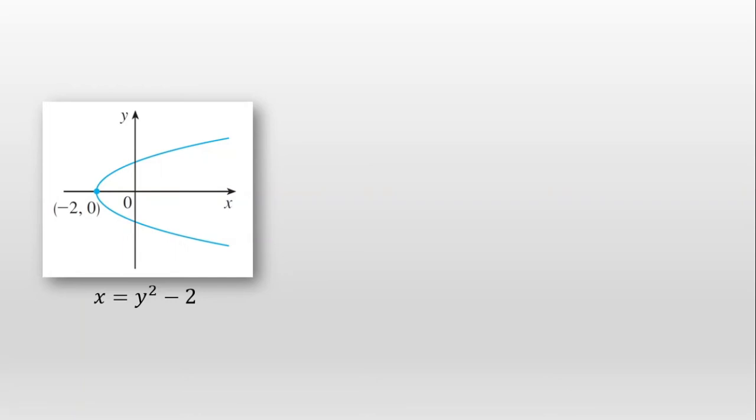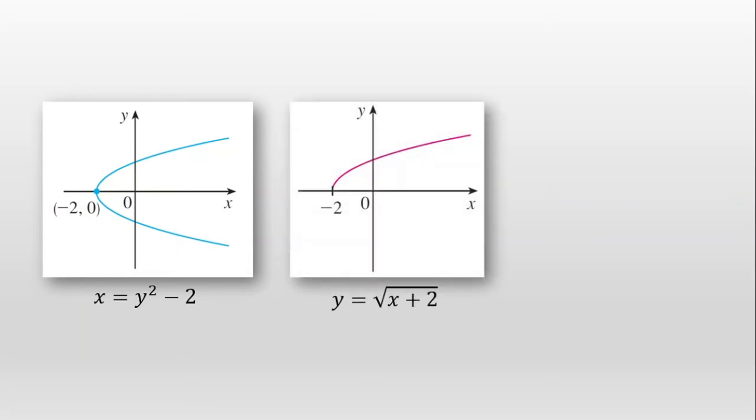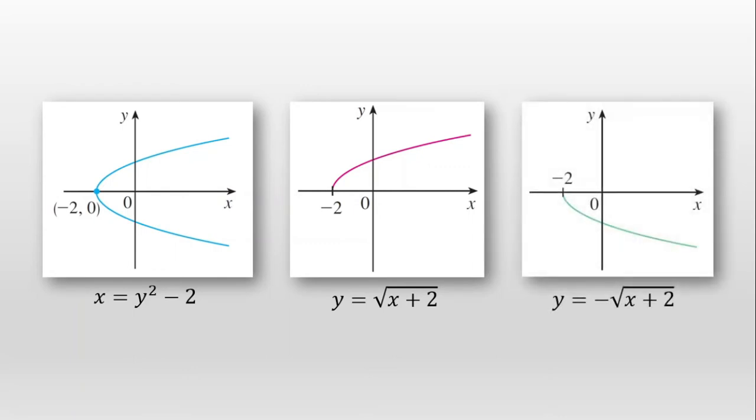Notice that the equation x = y² − 2 implies y² = x + 2, so y is equal to the positive and negative values of √(x + 2). Thus, the upper and lower halves of the parabola are the graphs of the functions f(x) = √(x + 2) and g(x) = −√(x + 2).